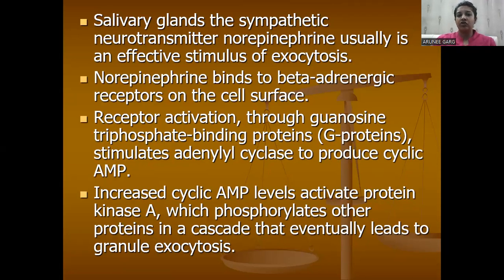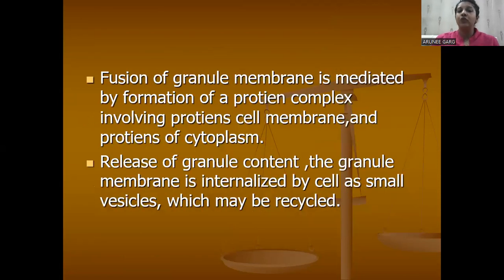Norepinephrine binds to the beta-adrenergic receptors on the cell surface. This receptor activation, through G proteins, stimulates the adenyl cyclase to produce cyclic AMP. The increased cyclic AMP levels then activate the protein kinase A, which phosphorylates other proteins in a cascade that eventually leads to granule exocytosis. The fusion of the granule membrane is mediated by formation of protein complexes involving cell membrane proteins and proteins of the cytoplasm. After release of granule content, the granule membrane is internalized by the cell as small vesicles, which may be recycled.